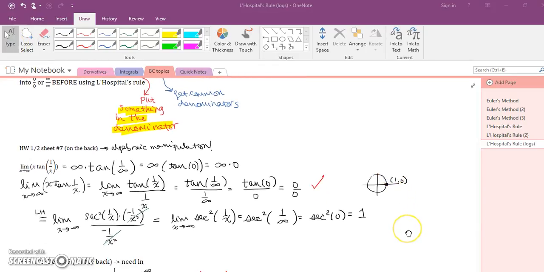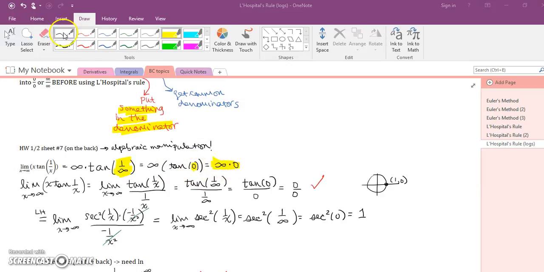Let me run you through number 7 on the back, because this one involves algebraic manipulation and it was a little bit trickier and it's not on Weebly right now. The others are. So I have x times tangent of 1 over x. Remember that anytime you see 1 over infinity, I know it looks weird, but it's 0, because if you divide 1 by bigger and bigger numbers, it gets smaller and smaller to 0. This ends up being infinity times 0.